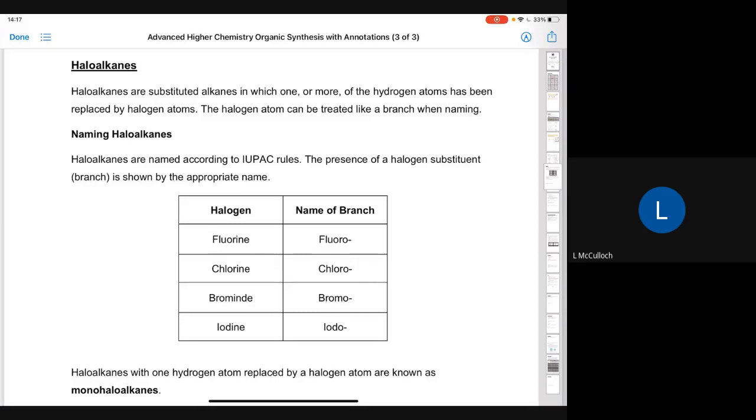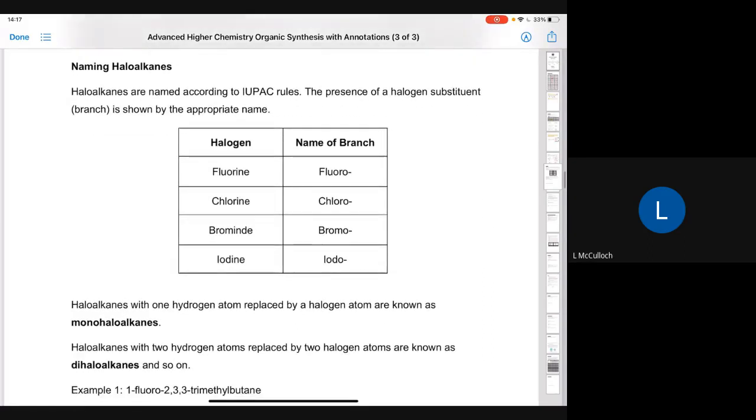So if we're naming haloalkanes, haloalkanes are named according to the IUPAC, that's the International Union of Pure and Applied Chemistry rules. That's the rules that we've been using since National 5. And the presence of a halogen substituent or a branch is shown by the appropriate name. So if we've got a fluorine atom attached to our alkane, we would call it a fluoro branch. If we have a chlorine atom attached to our alkane, it's a chloro branch.